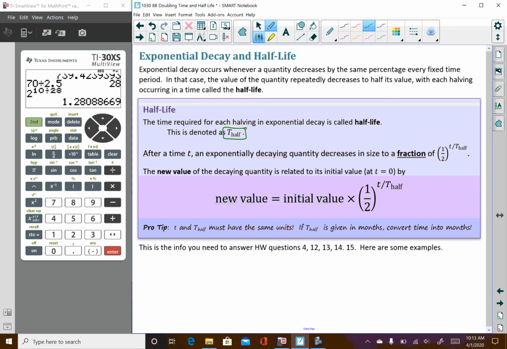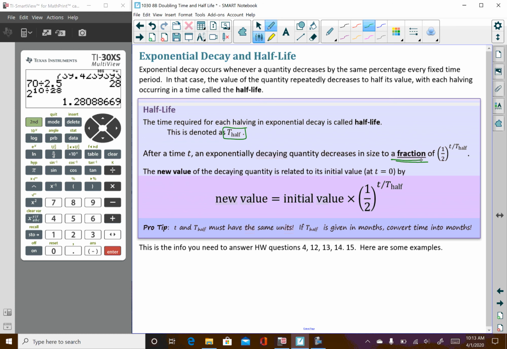After t time, an exponentially decaying quantity decreases in size to a fraction of 1/2 to the t divided by half-life. And so you'll see the word fraction show up. That doesn't always mean that your answer is going to be a fraction. This is more just like a vocabulary descriptor, like saying, oh, we only have half of whatever you're talking about. We only have half of that, or we only have a fourth of that, or we only have 0.79 of that. So anyway, it won't always be a fraction answer. It's just the word fraction here.